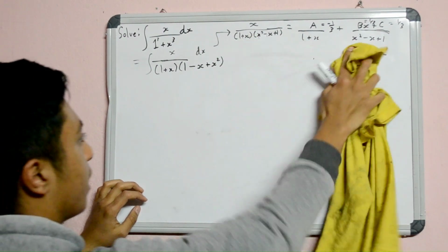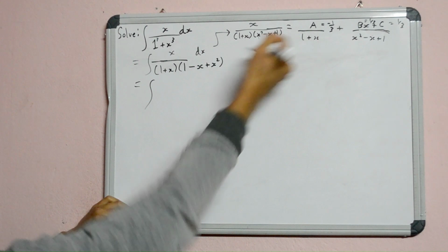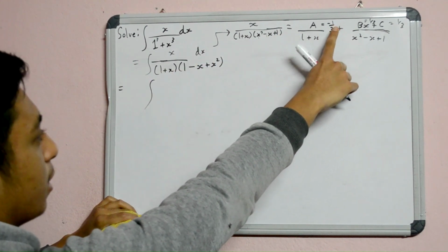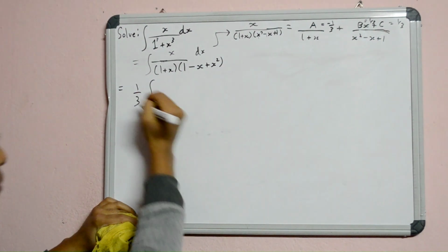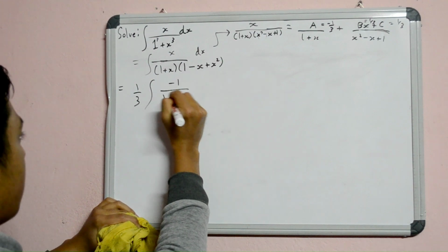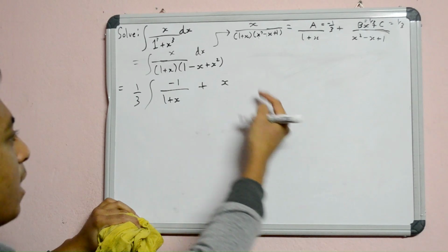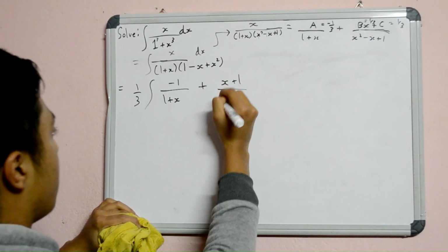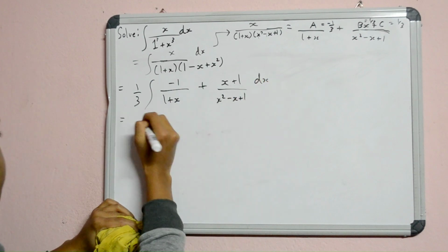Now we've figured out our A, B, C, and we know what's inside the integral. Another interesting part: you can see we have 1 by 3 in all of them, so just take that common. First you will have minus 1 over 1 plus x, plus x over x squared minus x plus 1, with the 1 by 3 taken out, dx.